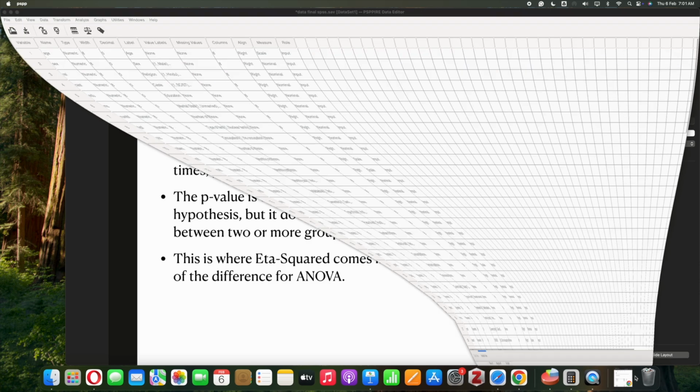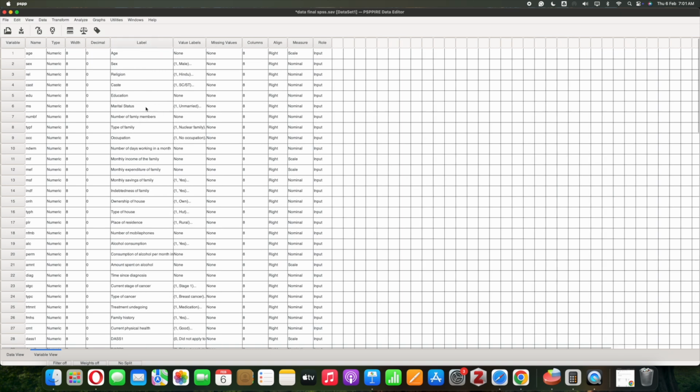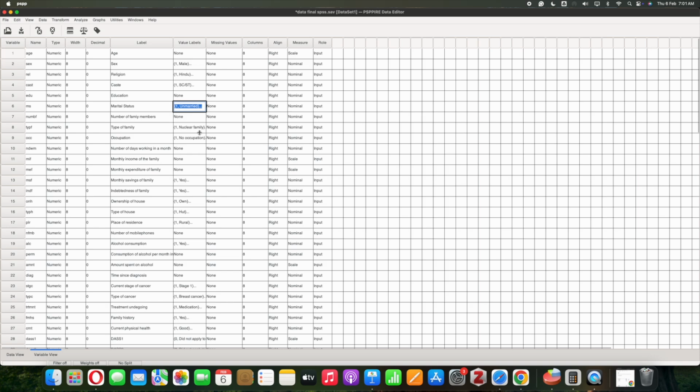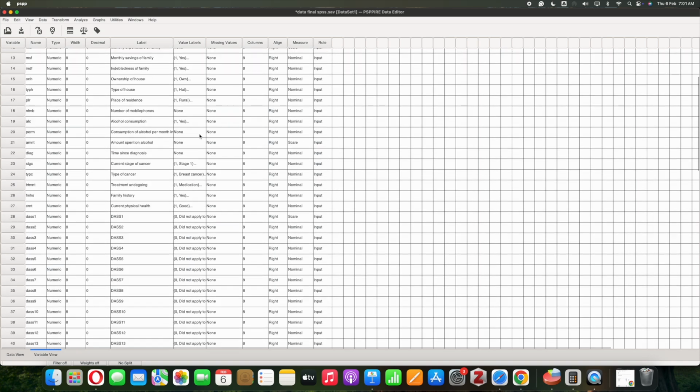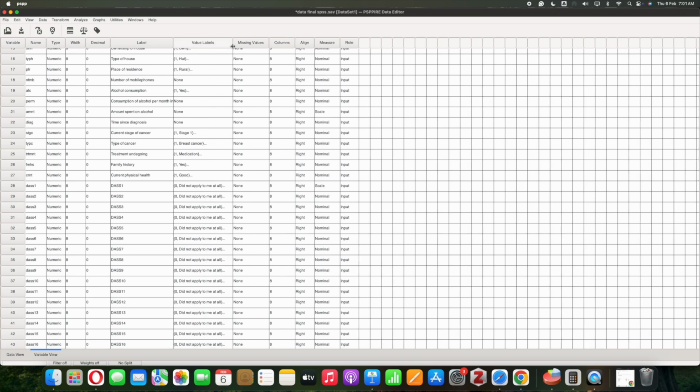So let us now calculate it using SPSS or PSPP. I'm using PSPP here, but you can follow the same steps on SPSS as well. So let us say I want to compare marital status. Okay, I have multiple groups here. I have unmarried, married, and divorced and separated. And I want to compare that with the depression score of the respondents. So here we are dealing with a bunch of patients who are admitted in a hospital for cancer treatment.